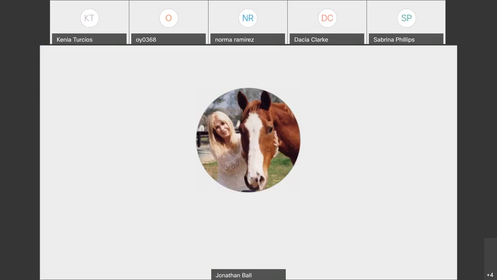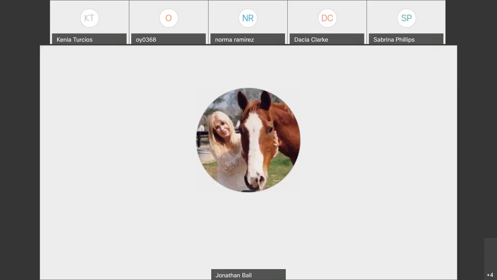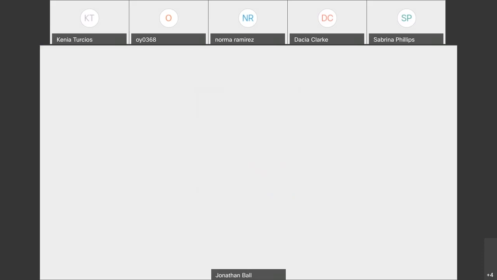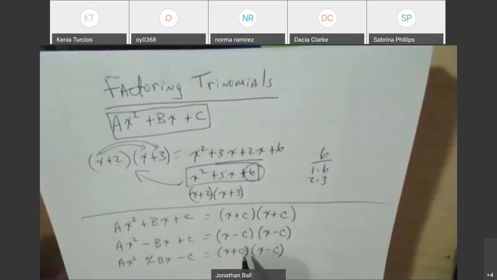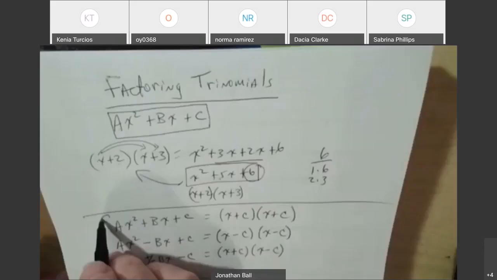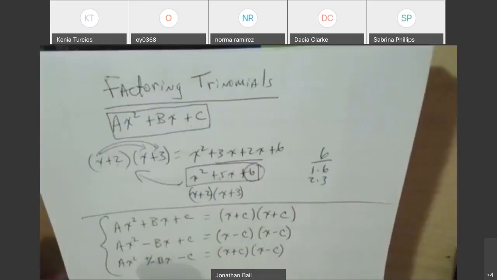Now, there's a third thing we can have, ax squared plus or minus bx minus c. And this is going to be x plus some constant and x minus some constant. Because remember, the last thing we do is we multiply positive c times negative c, which will give us this. Now, depending on how we combine the terms will tell us whether the middle term, the linear term, is either positive or negative.